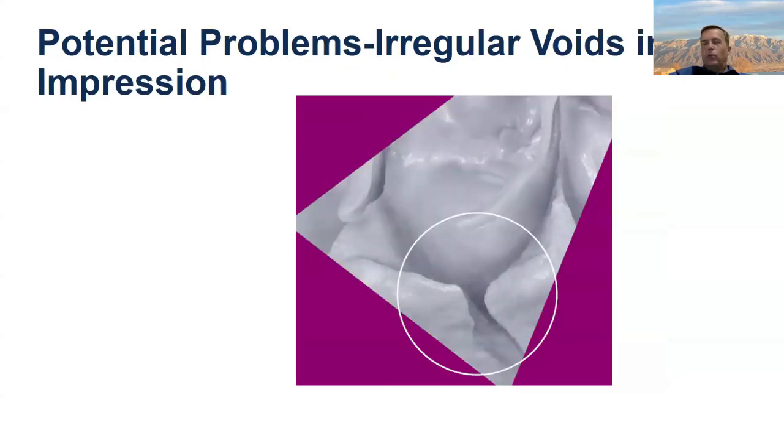Irregular voids. We all have seen these. These happen all the time. So again, it could be that basically the material was partly set and just didn't flow in. Maybe the tray adaptation wasn't good enough, or maybe it was a little bit underfilled and it didn't get forced in there. And the problem with this is you have to decide if it's in a critical area.